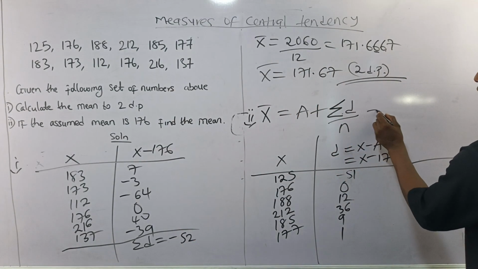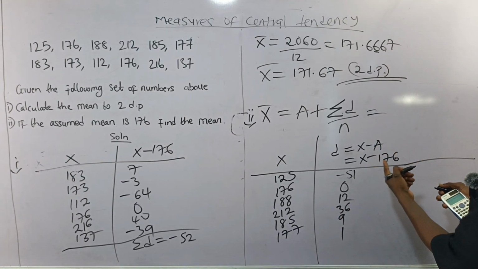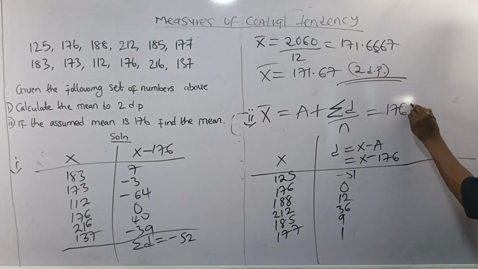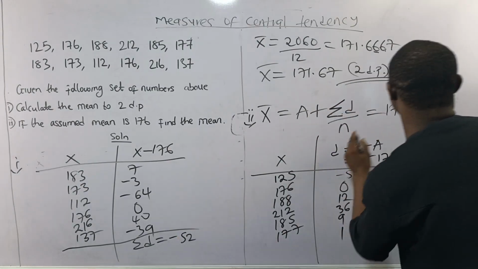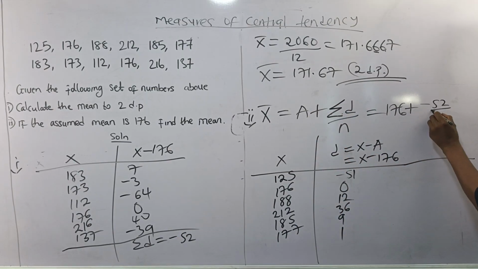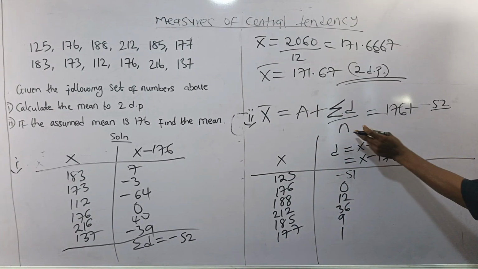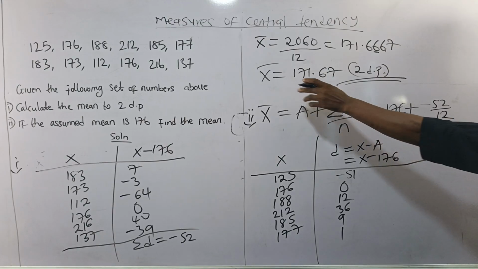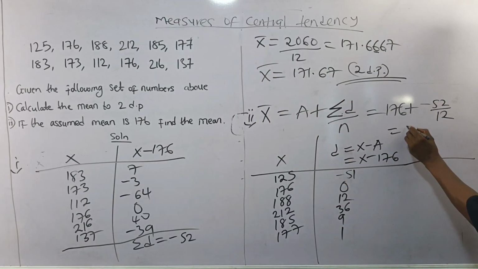So I'll therefore come here. My assumed mean given is what? 176. So I have 176 plus summation D, which is minus 52, all over my N, which is what? 12, the number of data, remember.